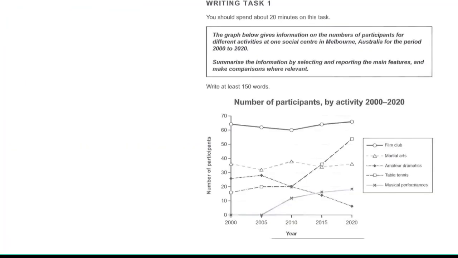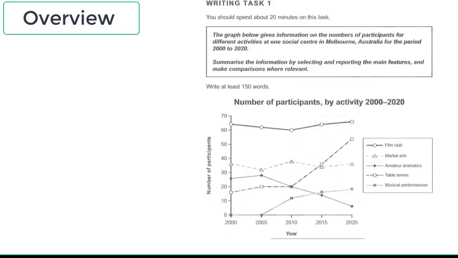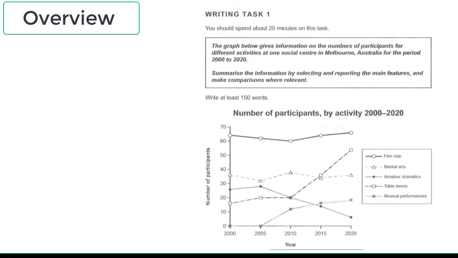Now the second paragraph is the overview. In the overview, all you need to do is to highlight the most prominent features, which means the highest and the lowest and any dramatic changes you can see in the graph.